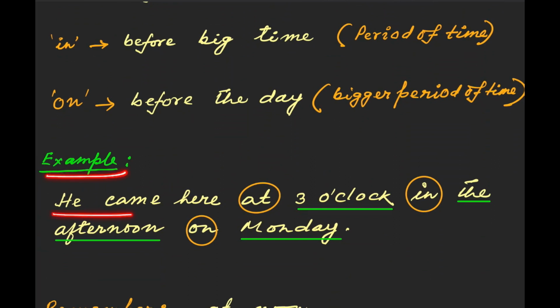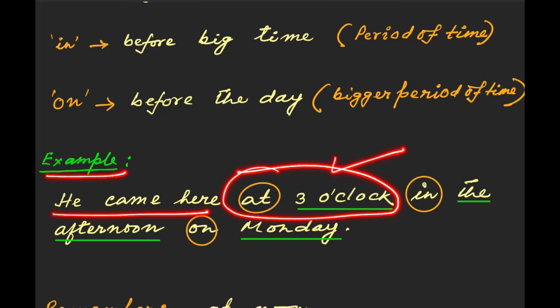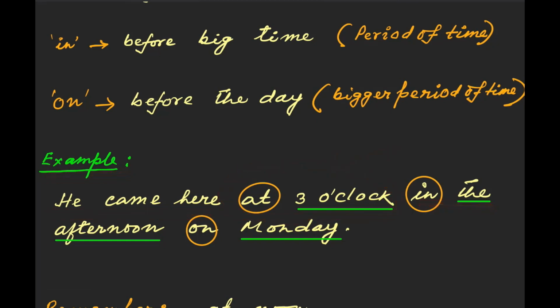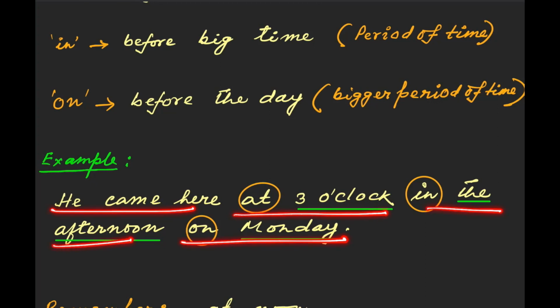Example, he came here at 3 o'clock, point of time, in the afternoon, period of time, bigger period of time, and on Monday, before the day. On is used before the day. So your example is, for future reference, he came here at 3 o'clock in the afternoon on Monday.